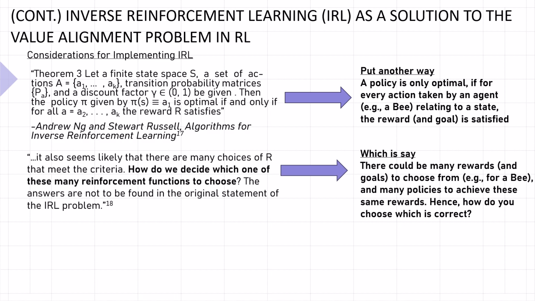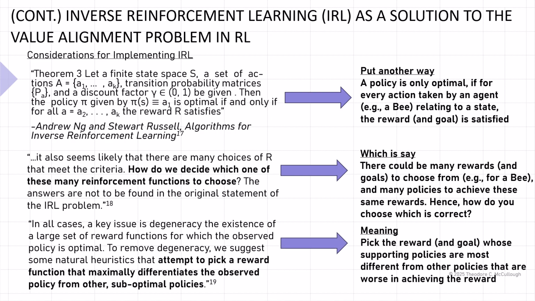Another consideration is that you could have many reinforcement functions that could satisfy the same goal or reward, which is to say there could be many rewards and goals to choose from for a bee and many policies to achieve these same rewards. So how do you choose which one is correct?